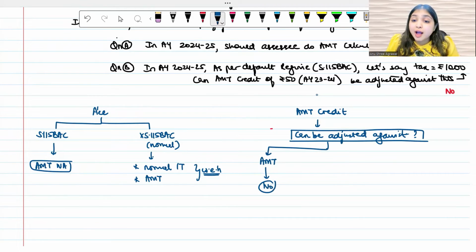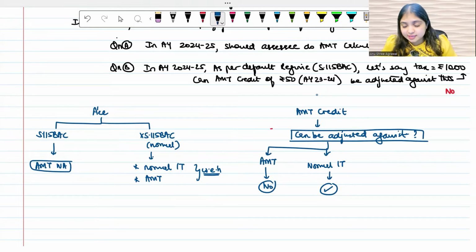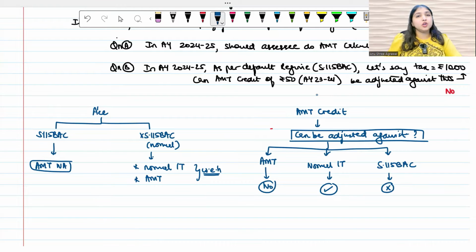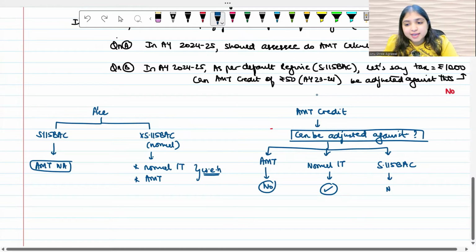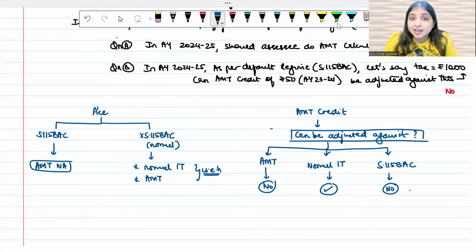No. I am paying normal income tax. Normal income tax means not as per 115BAC. Then can you adjust AMT credit? Yes. I am paying income tax as per 115BAC, as per the default tax regime. Can I utilize AMT credit? Can I adjust AMT credit? No. Now, did you understand, guys? Everybody clear, right? So, AMT credit can be adjusted against what? AMT credit can be adjusted only against normal income tax.